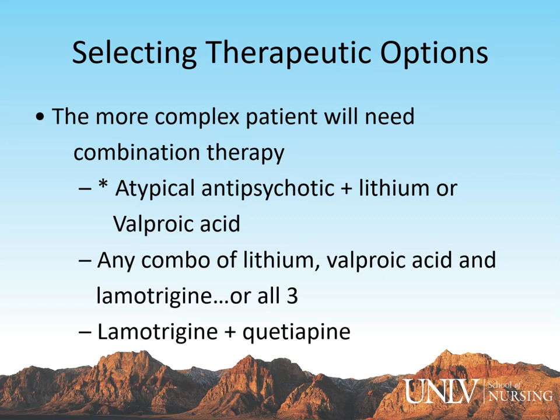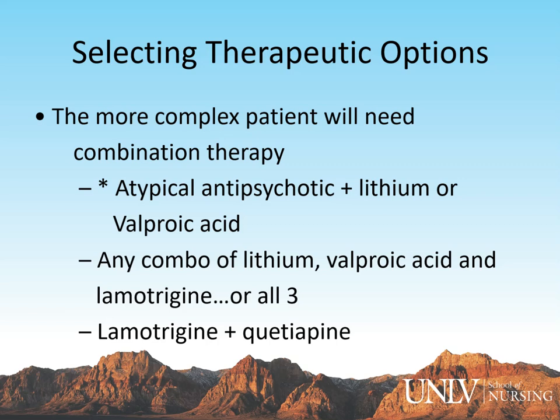There are patients that are more complex, where a mood stabilizer alone or monotherapy may not be the only way to control their symptoms. So also anticipate that combination therapy can be done. A combination can be your atypical antipsychotic mixed with lithium or with valproic acid. Start low dose and slow, but you could start mixing them to control more symptoms. Any combination of lithium, valproic acid, and lamotrigine, or all three of them, can also be potential.